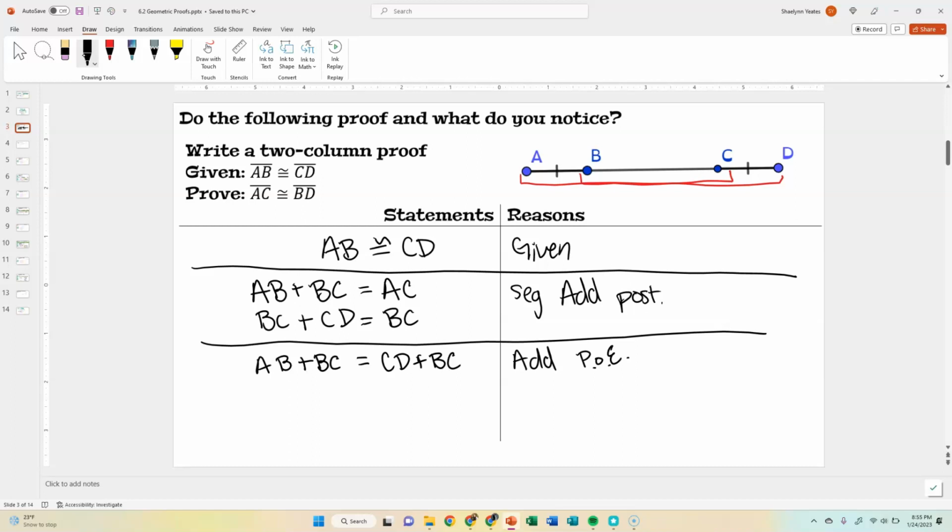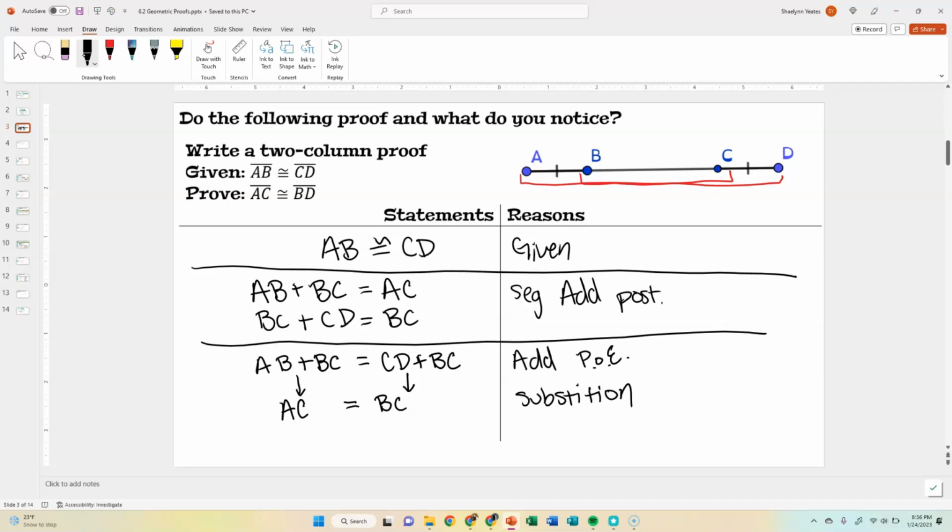Very cool. Now, I notice that now I've got AB plus BC. Well, I see that earlier, AB plus BC equals AC. So I'm just going to replace this with AC. And I'm going to replace this CD plus BC with BC plus CD, because it's the same thing, just in a slightly different order. You just flip the two. So we can say that AC is equal to BD, and this was by the substitution property, because we substituted in what we knew to be true.